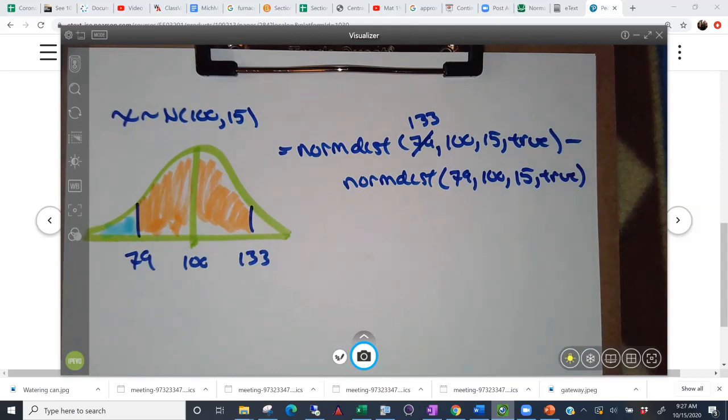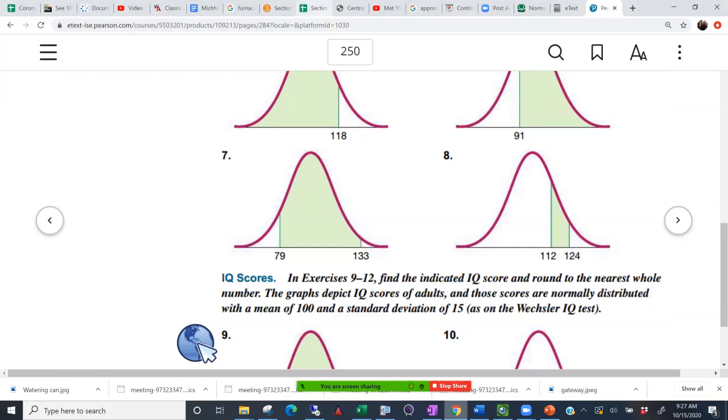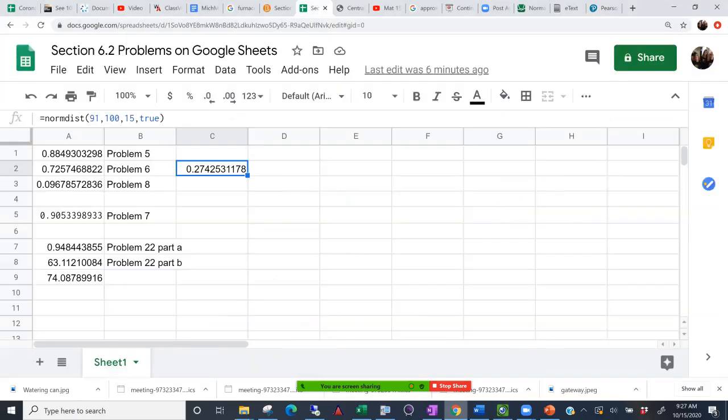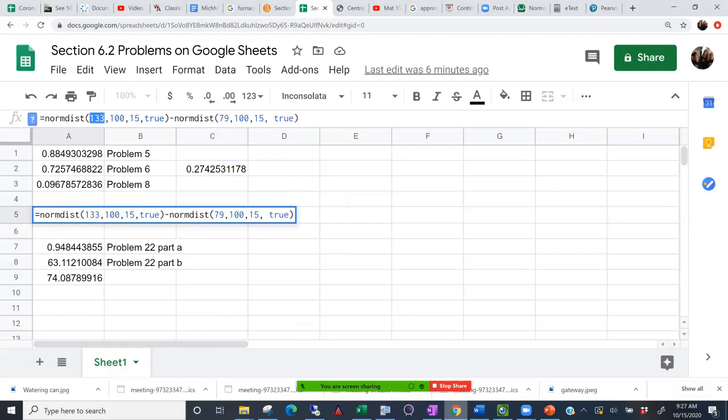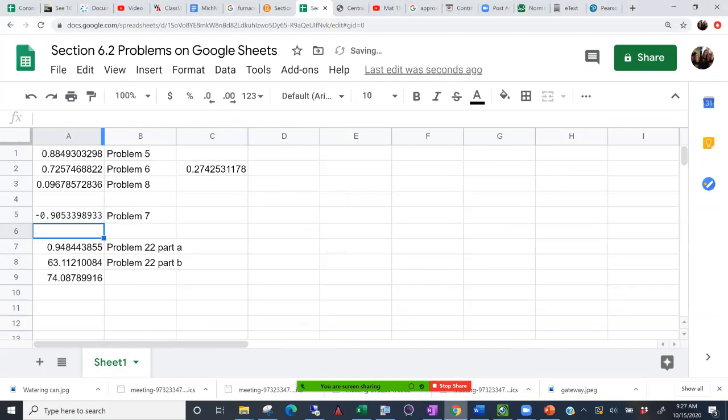I'll tell you what. I'll type it in backwards, and you tell me why I should know something's wrong, okay? So that's kind of a nice little mistake here, a teachable moment, as they say. So let's look here for Problem 7. Now I'm just going to change this to 79 and 133. So I'm typing it in backwards. How come my results should be screaming out at me that there's a problem? That there's a negative? Yeah, negative.